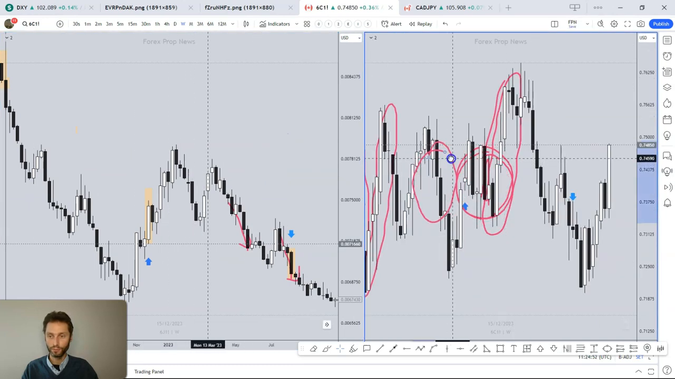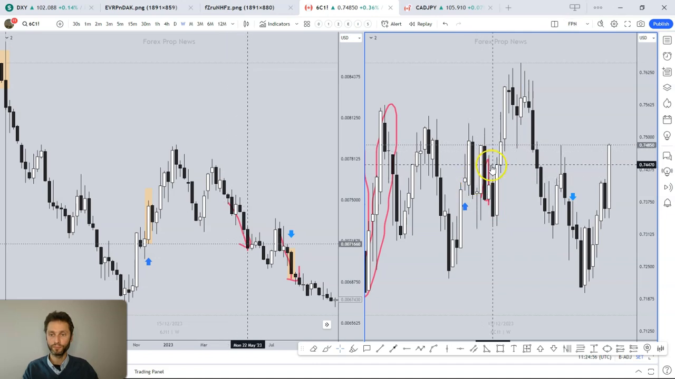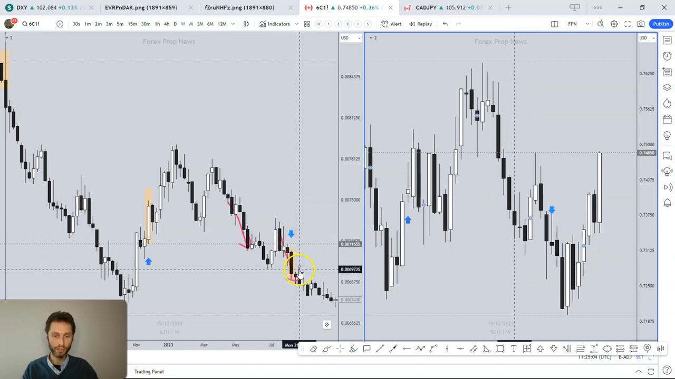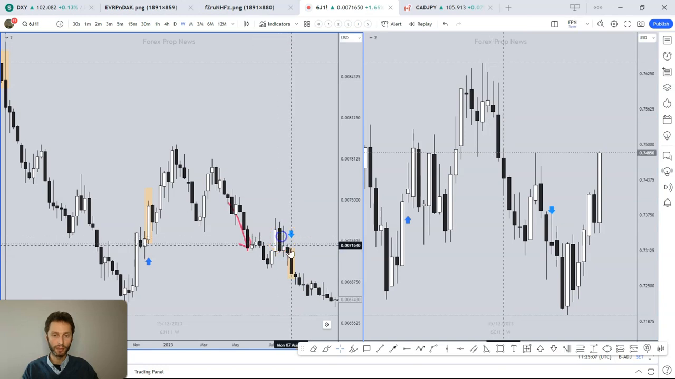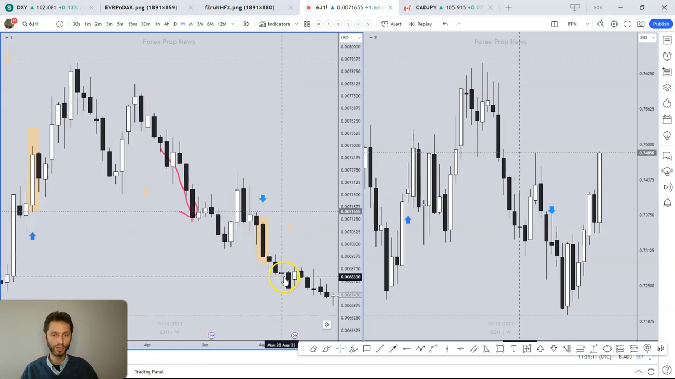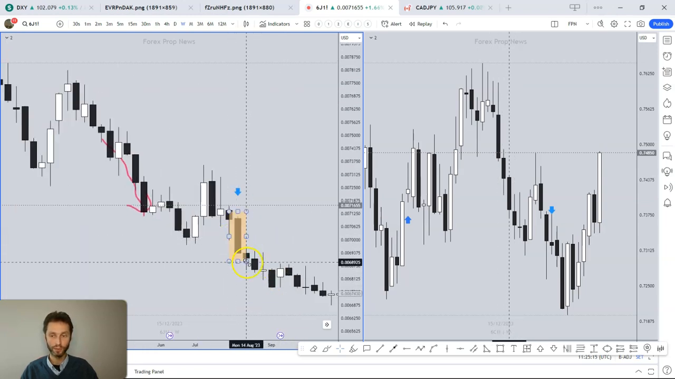So let's just get rid of these. So here we are. Another example, Monday, we've got the 14th of August here. Again, we had the yen trending down, this big bearish candle. The next week, you'd expect it to continue downwards.